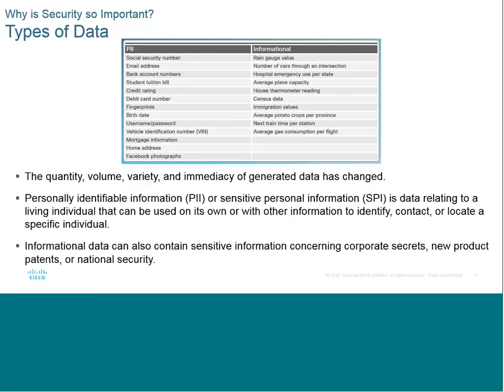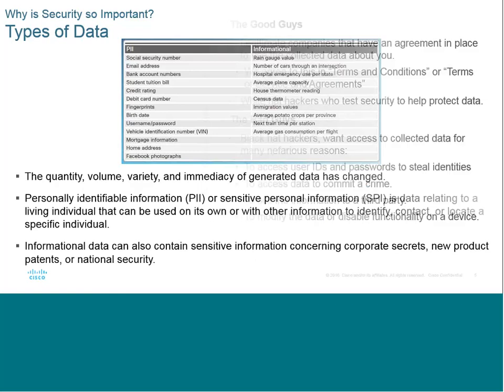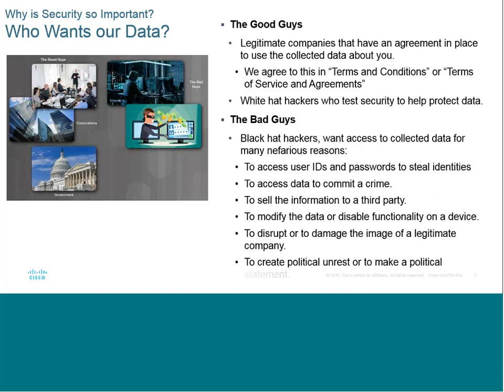So who wants our data? There are two types of people who use our data. One is, you can say, the good guys, and one is the bad guys. The good guys mean that the companies are using our data, and they make an agreement with us. Whenever we install any application on our device, there are some terms and conditions, and when we agree with those terms and conditions, then that software is installed.